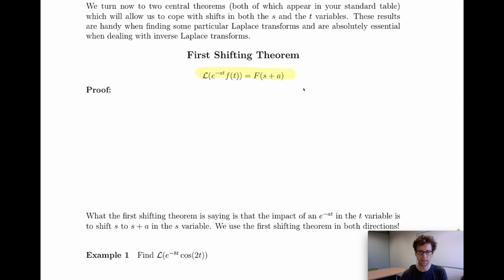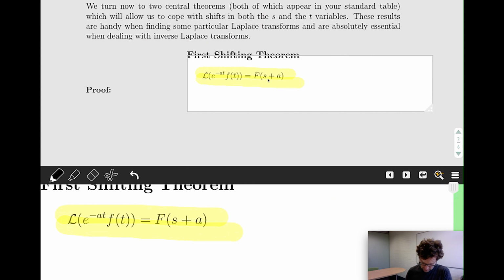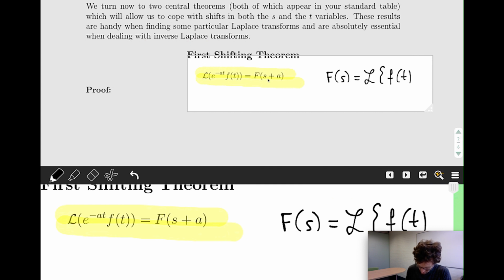So the first shifting theorem basically states that if I have a function that is multiplied by an exponential, e to the minus at, then its Laplace transform will take that function and it will give me a shifted function in s. By that I mean that instead of having a function F of s, which is the Laplace transform of f of t, I'm going to just replace everywhere I see s in this function with the value s plus a. So let's prove this and then demonstrate it.